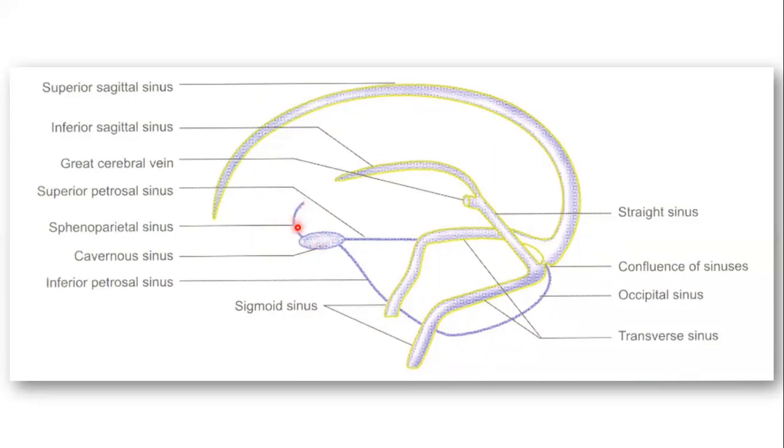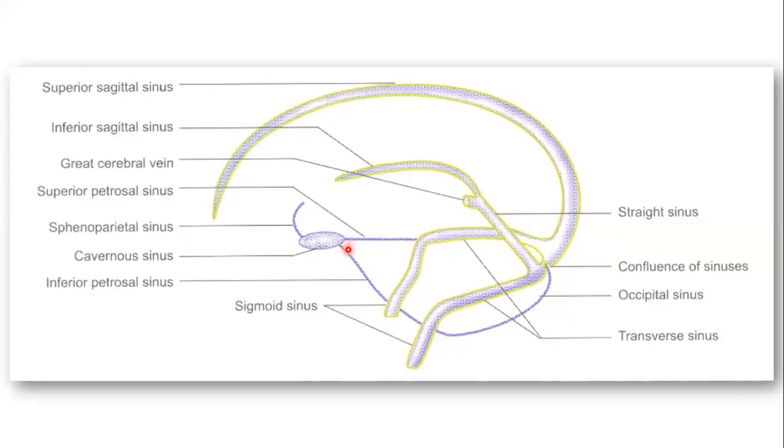And this is the sphenoparietal sinus draining into that. And this is the superior petrosal sinus and the inferior petrosal sinus. So the superior petrosal sinus drains into the junction of the transverse sinus with the sigmoid sinus, and the superior petrosal sinus drains blood from the cavernous sinus into this junction. This superior petrosal sinus, here it is, yes.